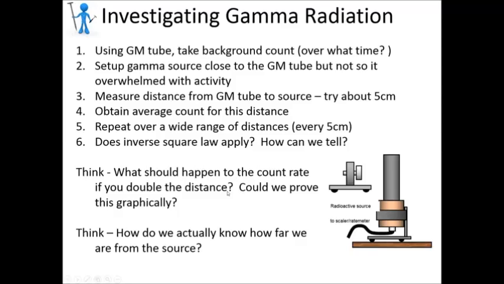What should happen to the count rate if you double the distance? If it's inverse square, remember doubling the distance will quarter the count rate. Could we prove this graphically, maybe using a straight line graph?